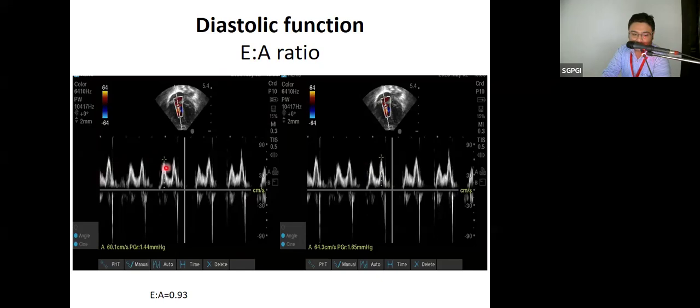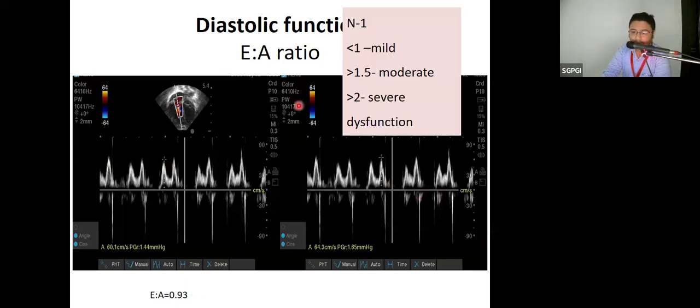So this is the E and this is A. The normal value is almost around 1; here you can see 0.93. If the E by A ratio decreases, that is mild, but in moderate PPHN, this will go up. More than 1.5 is moderate and more than 2 is severe dysfunction.